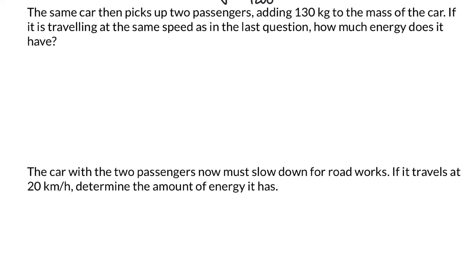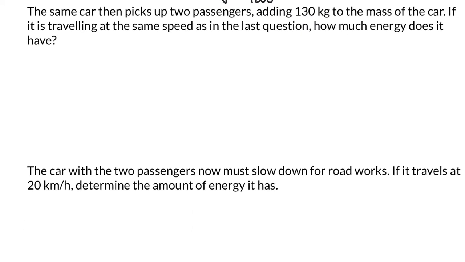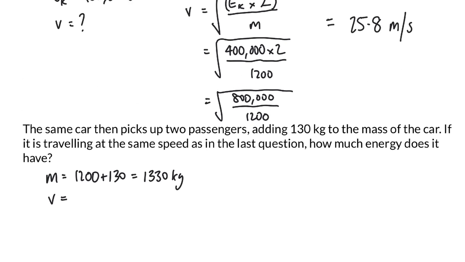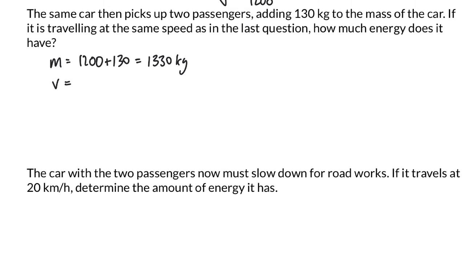Right, so let's have a look here. The same car then picks up 2 passengers, adding 130 kilograms to the mass of the car. If it is traveling at the same speed as in the last question, how much energy does it have? Okay, so first of all, the mass of the car is now equal to 1,200 plus 130, which is equal to 1,330 kilograms, because it picked up 2 passengers, right? It's traveling at the same speed as the last one, which was, if my memory serves me, 25.8 meters per second, right? So 25.8 meters per second. And I want the energy that it has.